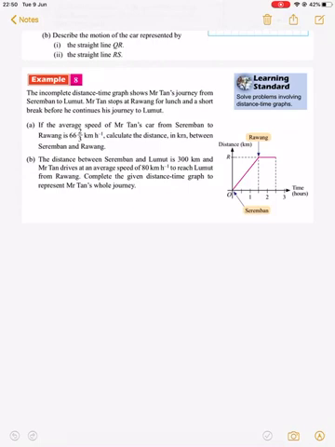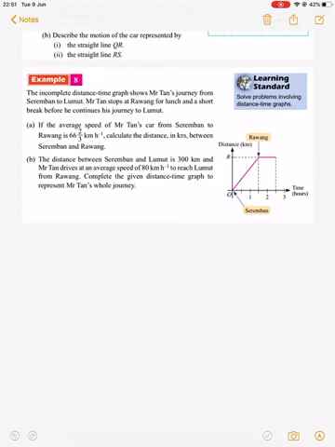However, this is an incomplete distance time graph that shows Mr. Tan's journey from Seremban to Lumut. So if you can see here, you have Seremban and Rawang on the graph. Mr. Tan stops at Rawang for lunch and a short break before he continues his journey to Lumut. So Lumut is not in the graph.